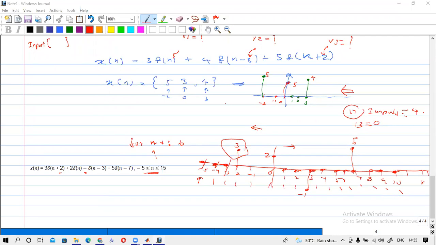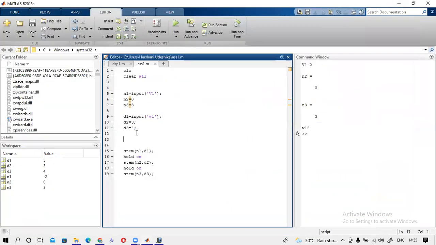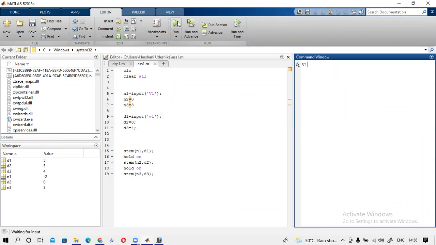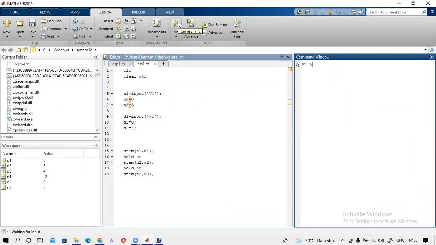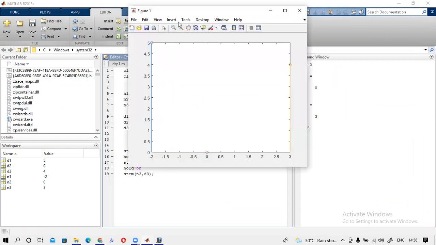Did you get it? Yeah, you have to show that 0. For example, if I add another one here, let's take this as 0. If I put 0 here and plot this, E1, let's take minus 2, W15 or something. So you can see 0 here. So you have to plot this 0 also. You can do this.